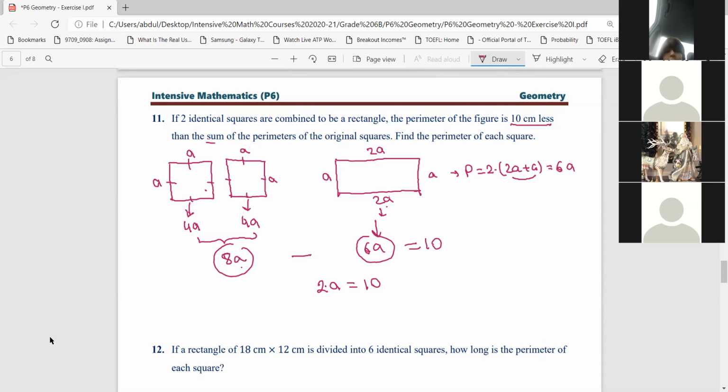Now, 2 times what number is equal to 10? So A is equal to 10 over 2. That's equal to 5. Now we actually have found the side length of the square. Now, what is the question here? Find the perimeter of each square. The perimeter of each square is equal to 4 times A. What is the value of A? That's equal to 5. So the answer is 20 centimeters. So the perimeter of each square is 20 centimeters.